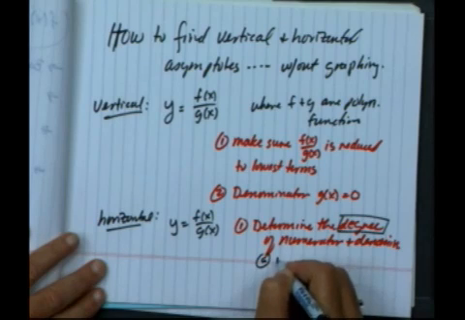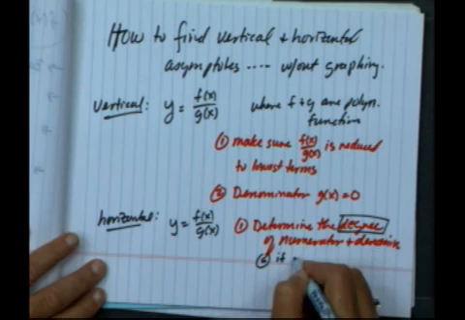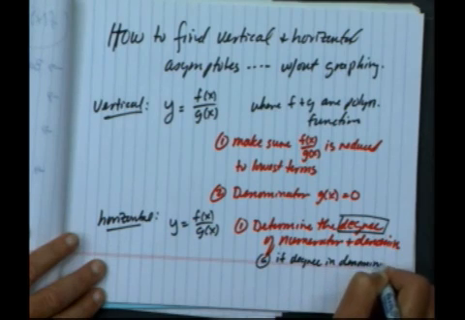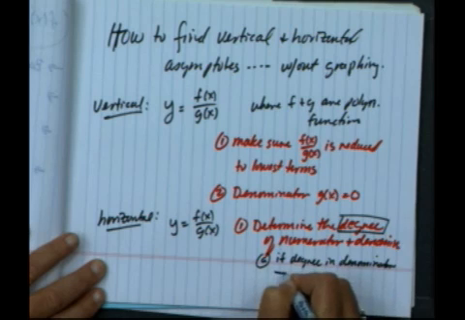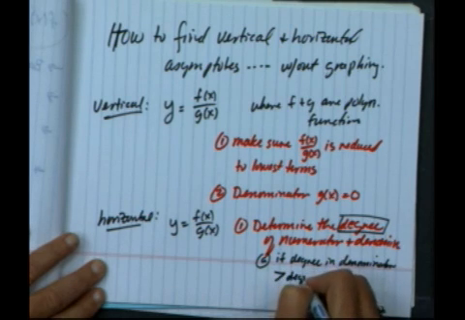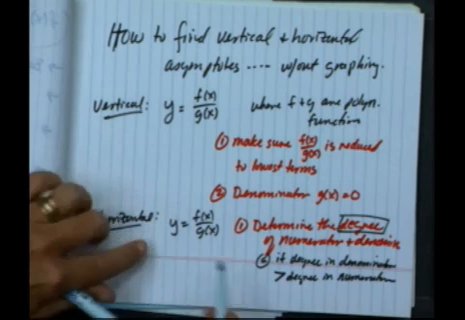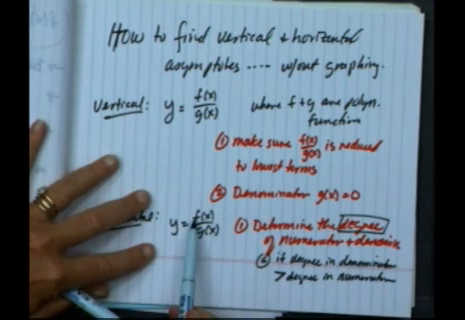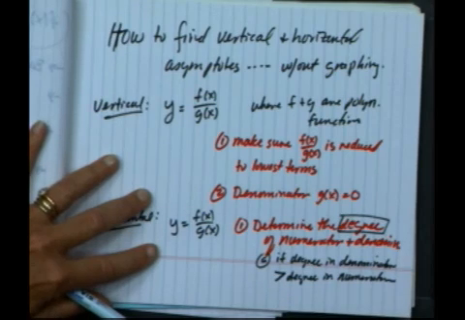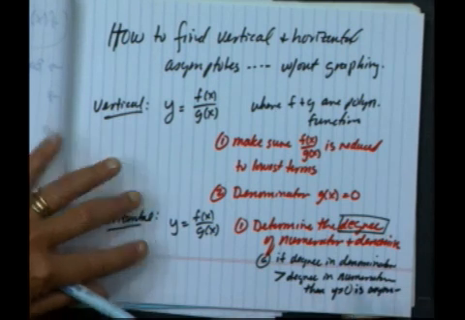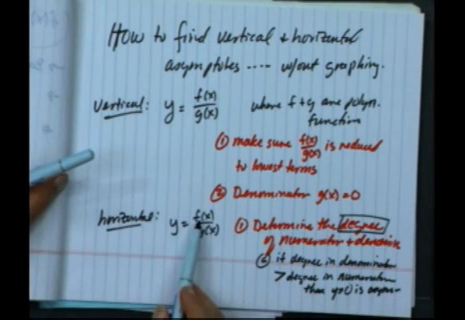A, if the degree in the denominator is greater than the degree in the numerator. Okay, so if the denominator degree is bigger than the numerator, this is just a definition, and it's in your book, then y equals 0 is the asymptote. Okay, if the degree of the denominator is bigger than the degree of the numerator.